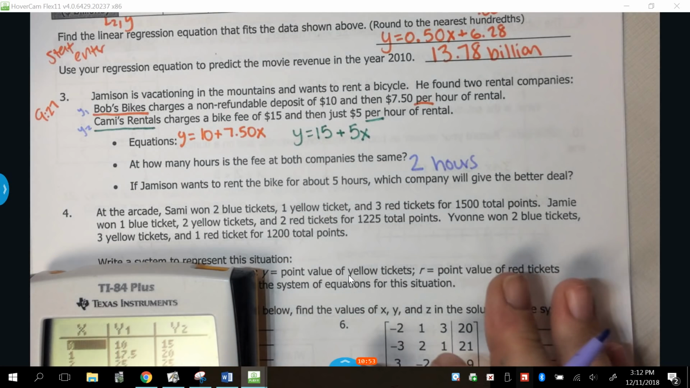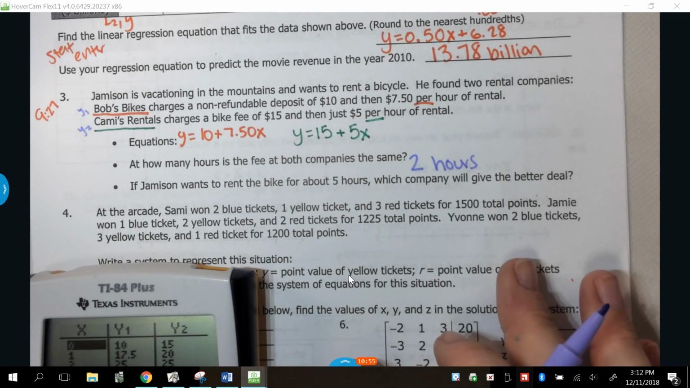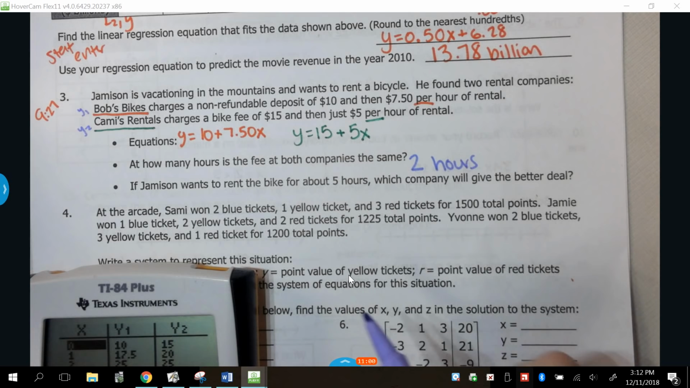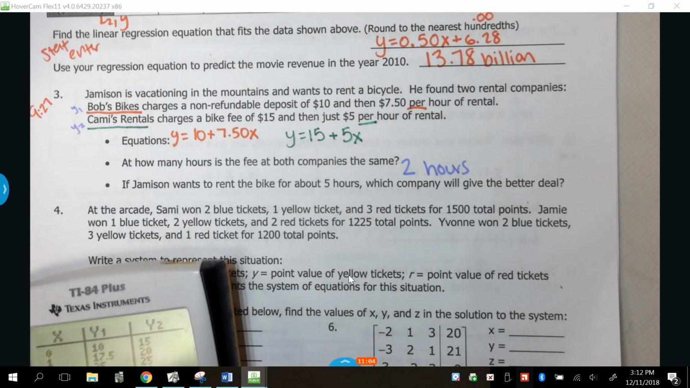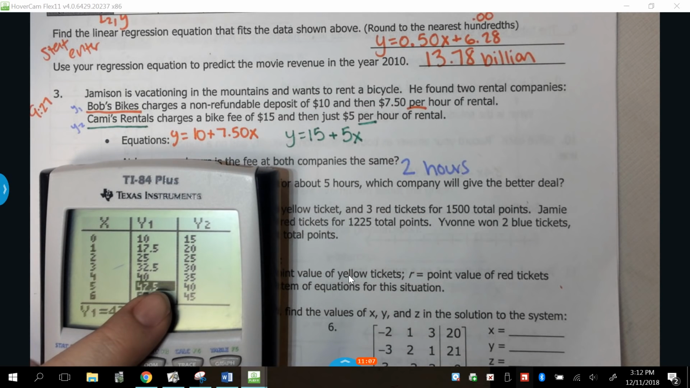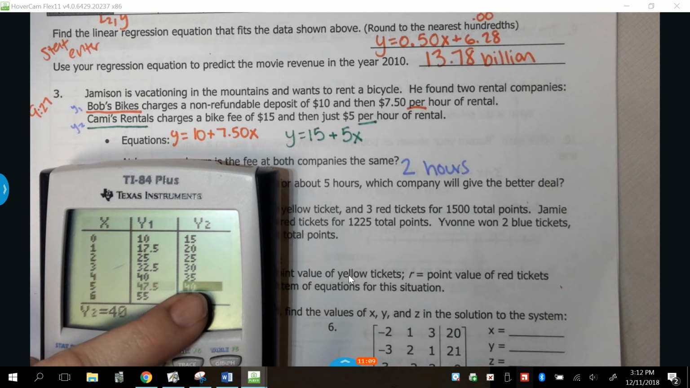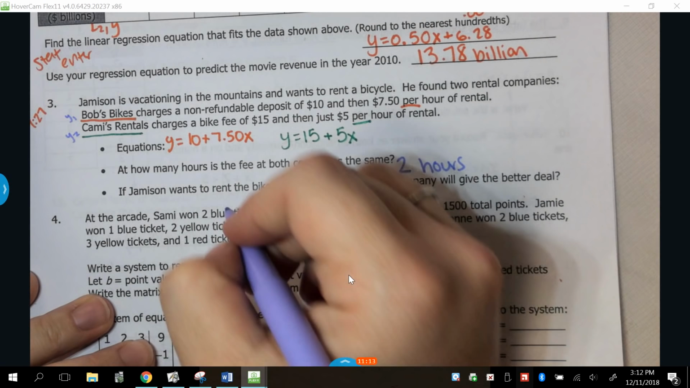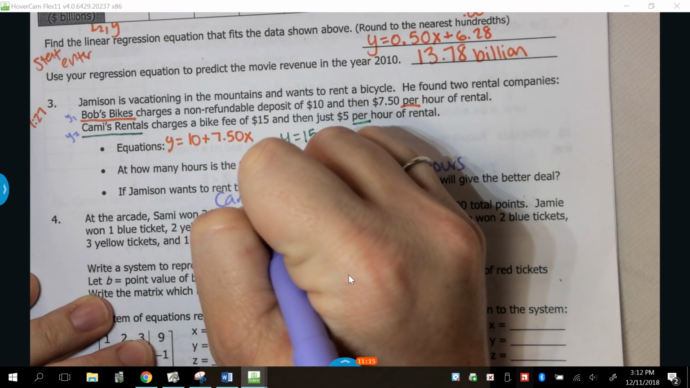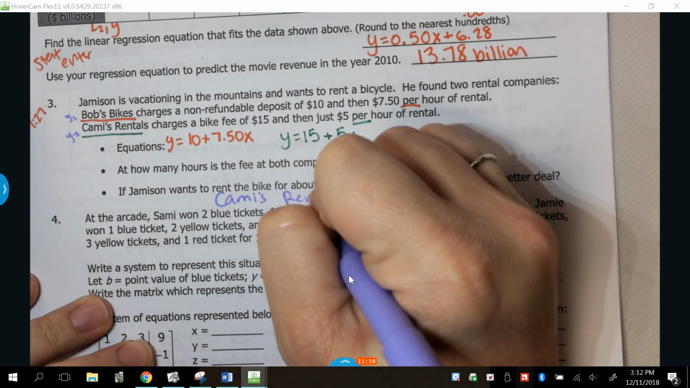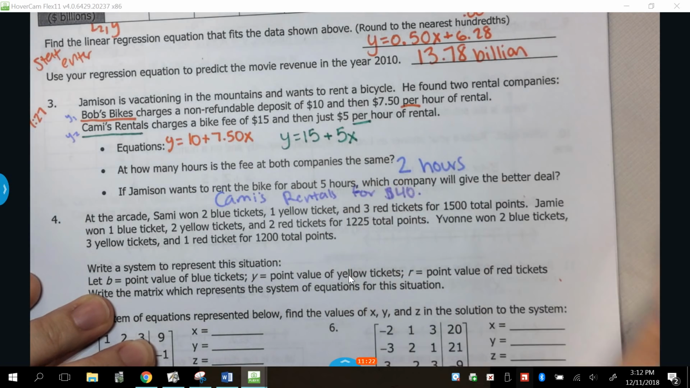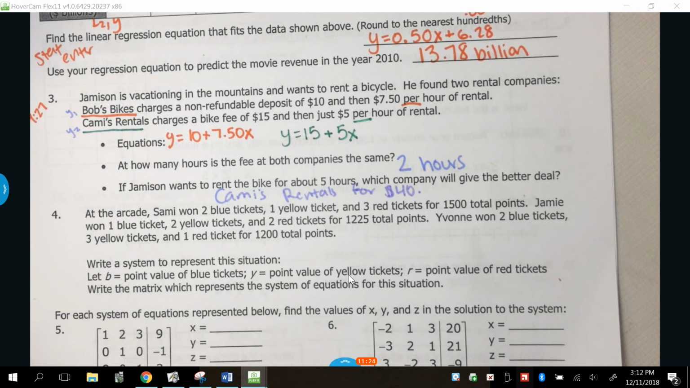Okay. If Jameson wants to rent the bike for about 5 hours, which company would give the better deal? So let's look. 5 hours. Here so you can see. 5 hours. Y1 is $47.50 and Y2 is $40. So Y2 is Cammie's Rentals for $40. Okay. So that is number 3.